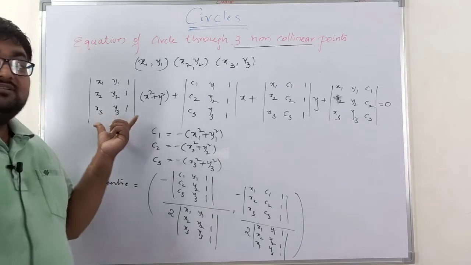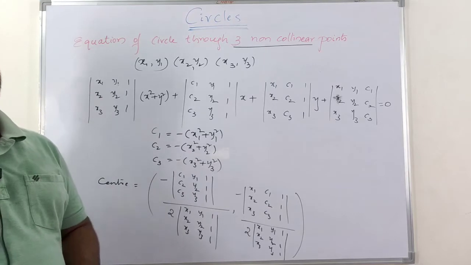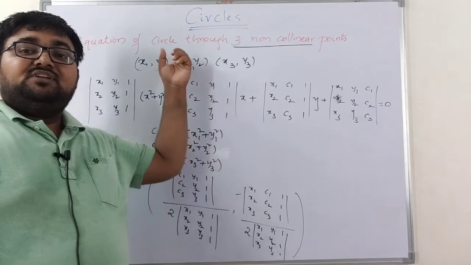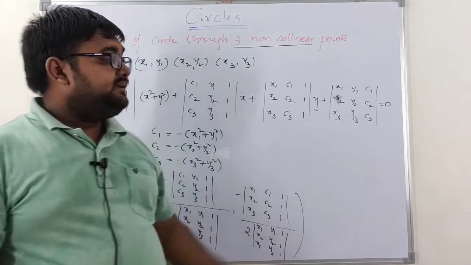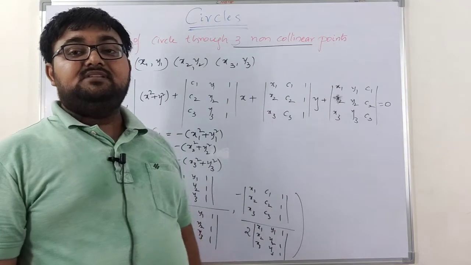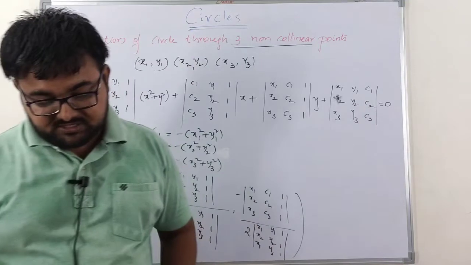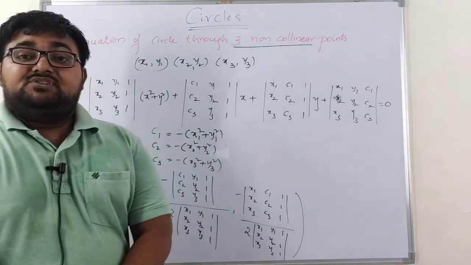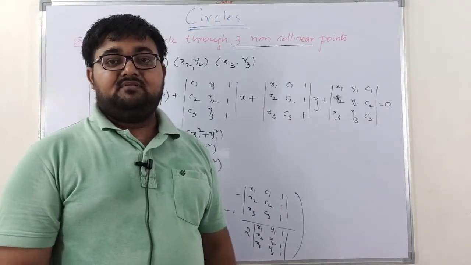So what is the formula? The x square coefficient and y square coefficient are the same, which is the determinant of x1 y1 1, x2 y2 1, x3 y3 1, whereas for the x coefficient, remove the x values and replace them with c1, c2, c3 and find the determinant. For the y coefficient, simply replace y values with c1, c2, c3. For the constant, replace ones with c1, c2, c3. So this is the formula for the equation of the given circle when 3 non-collinear points are given, right?